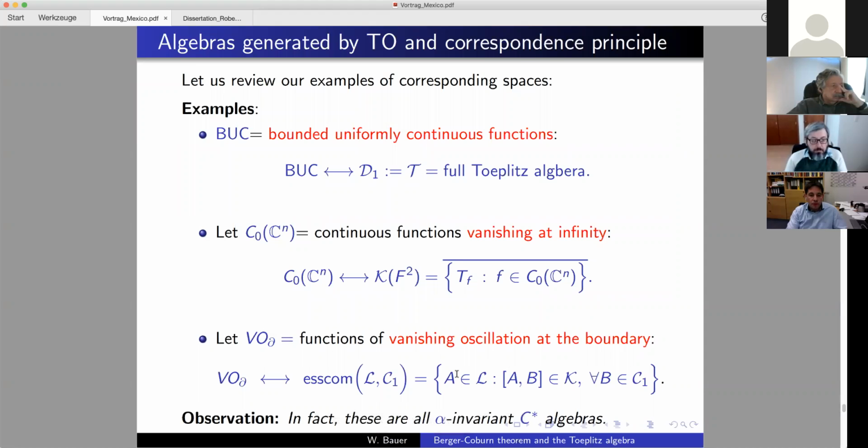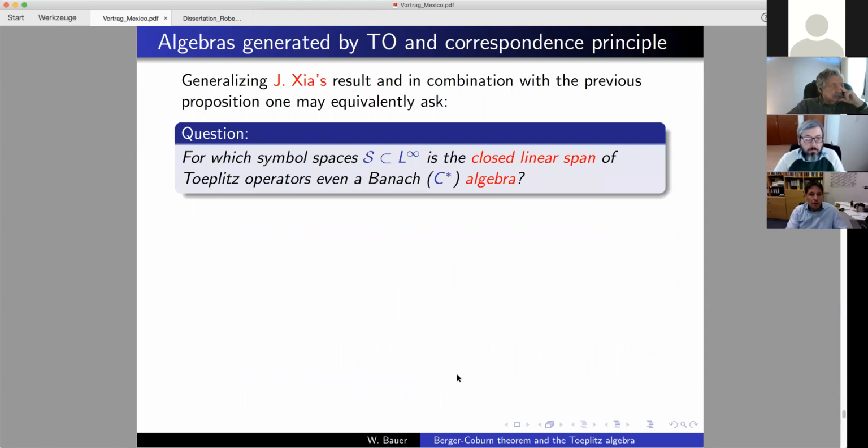Okay, so these are all alpha invariant C-star algebras. And here, you may ask whether there is a generalization of Scha's result. Scha observed that if you look at the full Toeplitz algebra generated by Toeplitz operators with all L infinity symbols, then this C-star algebra is just the closure of the Toeplitz operators with the corresponding symbols. So the question is, for which subspaces of L infinity does such a thing happen?